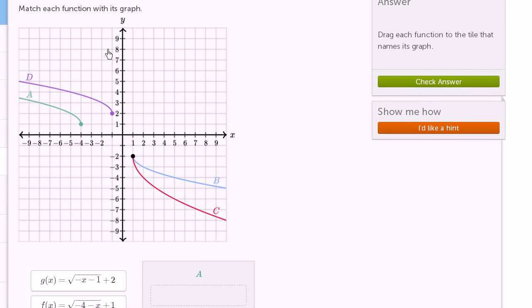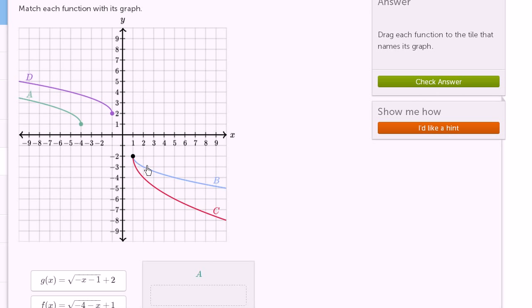Match each function with its graph. And we have graph D, A, B, and C. Let's just start with the graph of B, because this one looks the closest to the square root of x, which would look something like that. But it's clearly shifted and it's flipped over the horizontal axis.